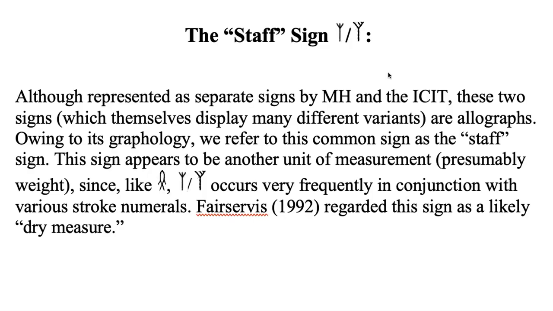And this sign appears to be another unit of measurement, again, presumably a weight, since like the fish sign, it occurs very frequently in conjunction with various stroke numerals. Note that Fairservice himself, Walter Fairservice, a great archaeologist, also regarded this sign as a likely dry measure. Okay, now we've already noted that this sign seems to be embedded in one of the 3 oval signs, so that is a significant fact in and of itself.